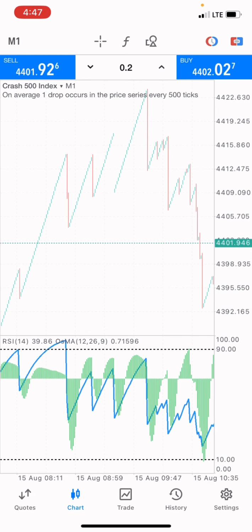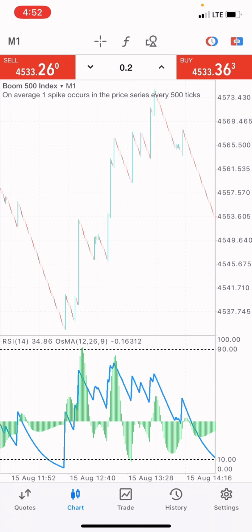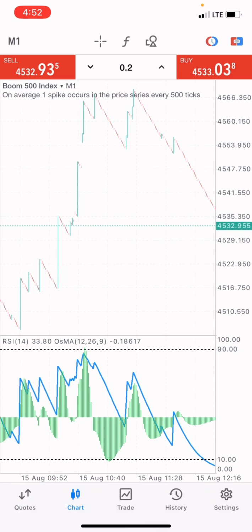Now these are the indicators we're going to be using for this awesome boom and crash 500 index strategy that I'm about to show you guys right now. This strategy is a very easy strategy to understand. We're going to be using the moving average of oscillator first. This is how we're going to do it, on the 1 minute time frame, just as you can see.